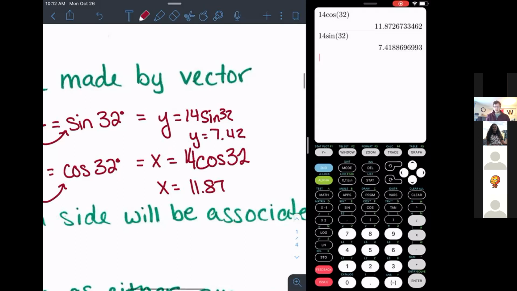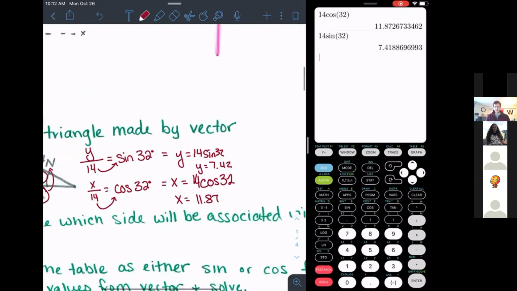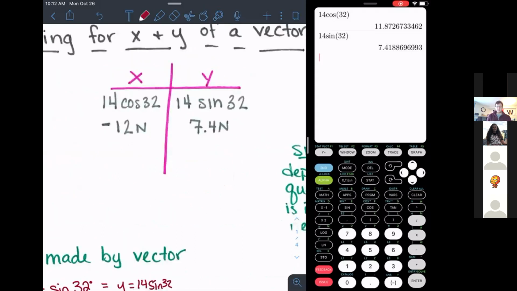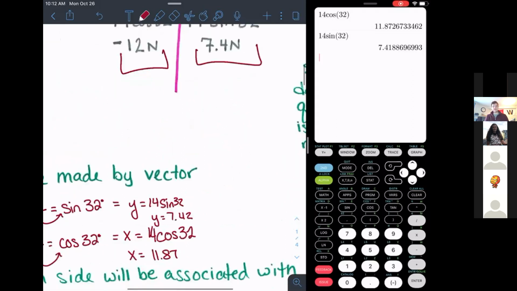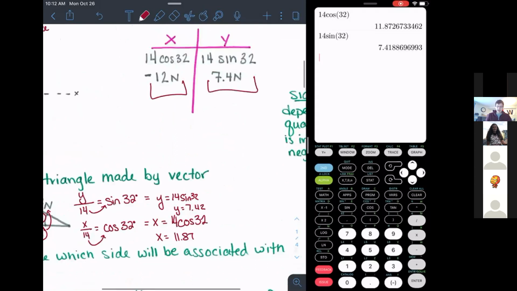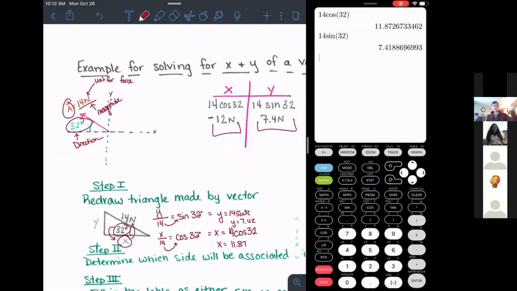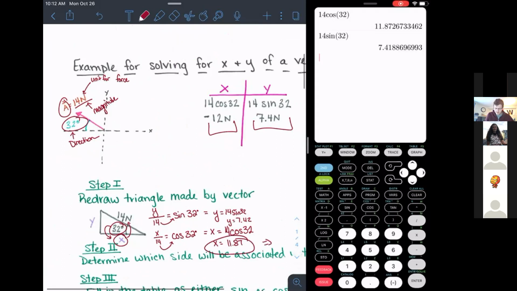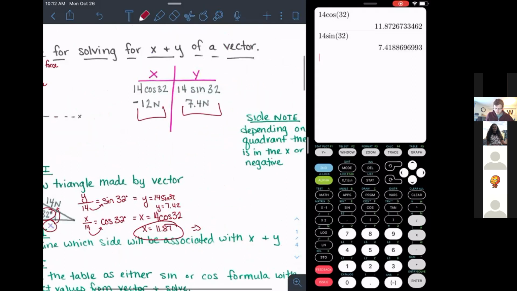All right. So then if we look up here, how come we have 7.4 and then 12? How come our values are 7.4 and 12 and not 7.42 and 11.87? Because the x has to be negative in that quadrant. Perfect. So the x is negative because we're going into the second quadrant. So x is negative 11.87 or negative 12 newtons.